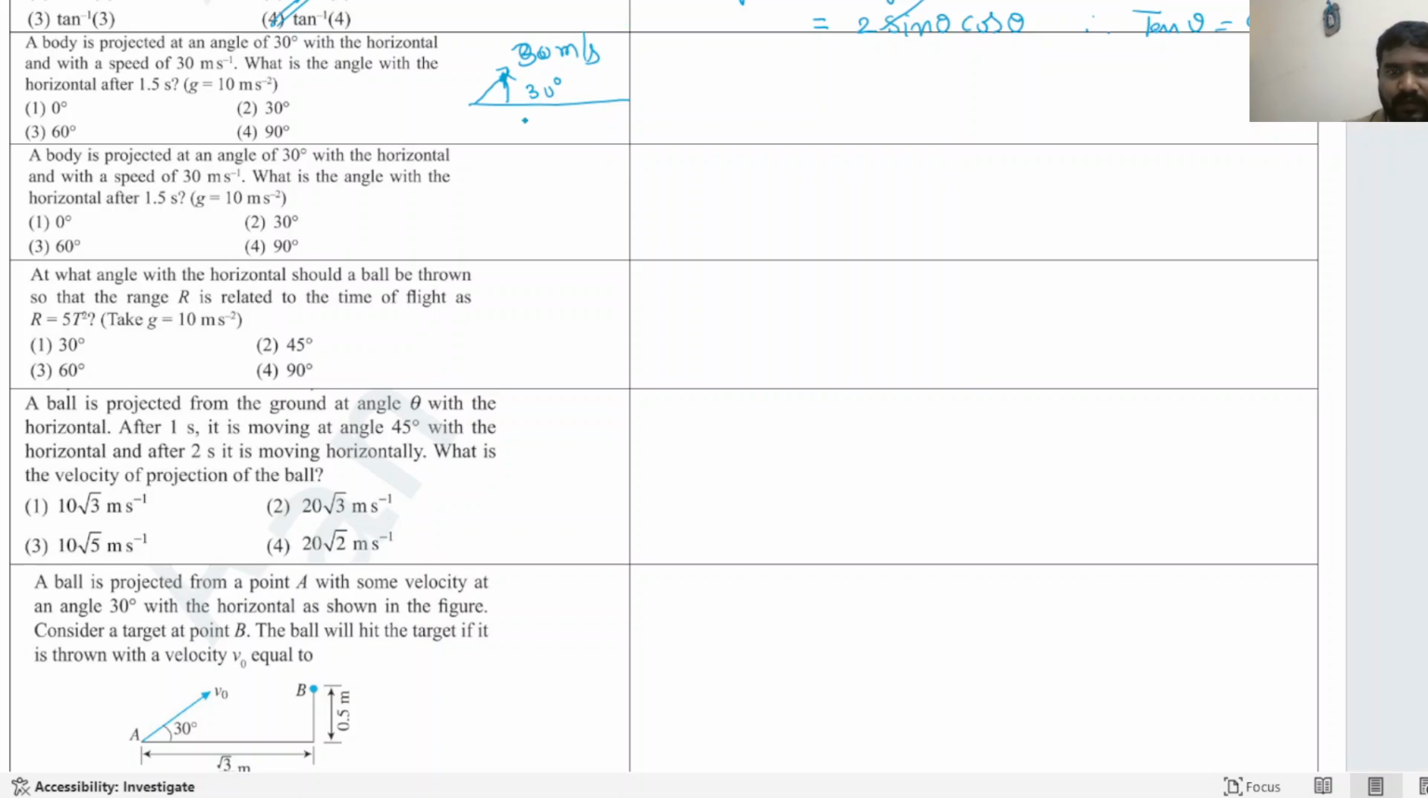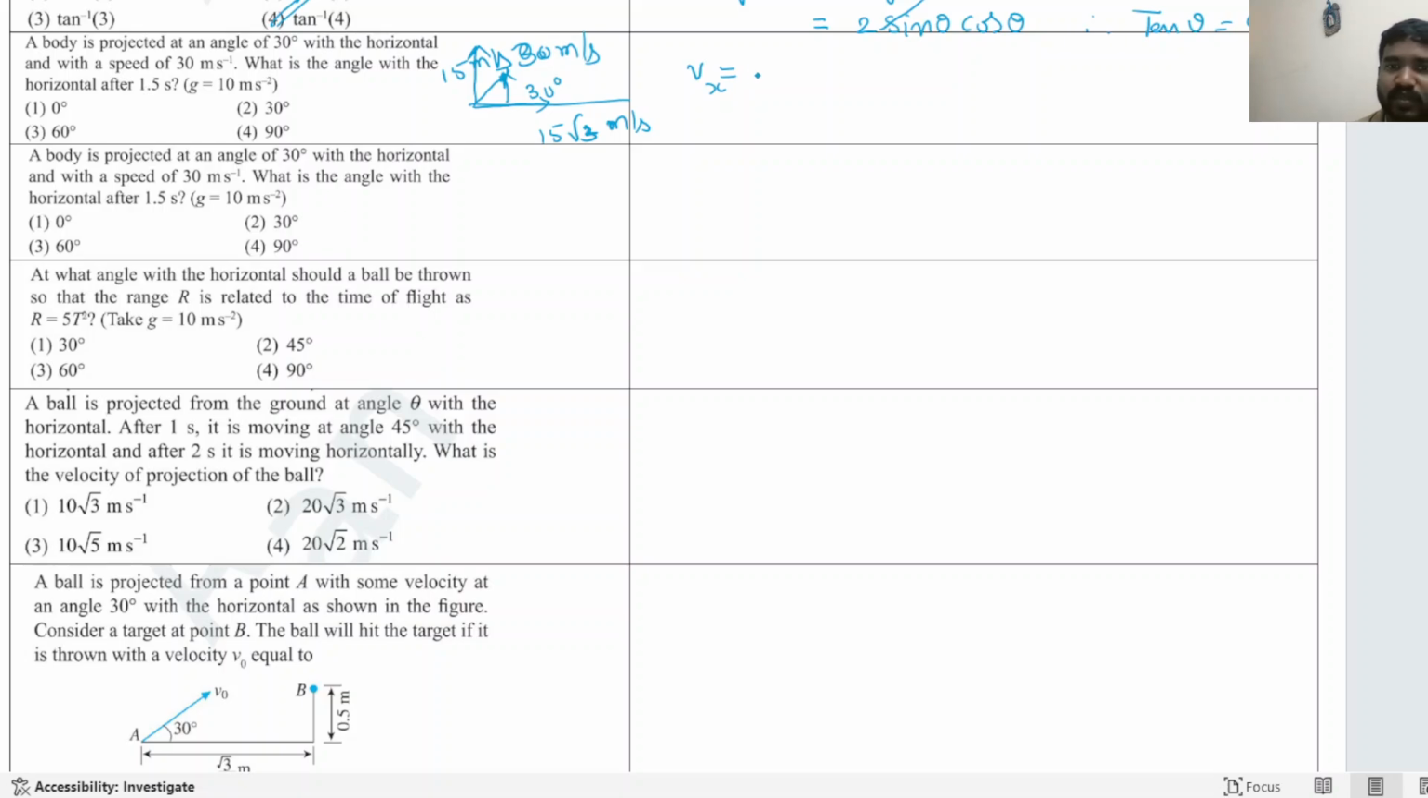Here you can see, first we need to resolve the velocity into horizontal and vertical components. So the horizontal component is 30 cos 30, which is 15 root 3, and along the vertical direction, 15 meters per second. If you resolve your velocity into two mutually perpendicular components like this, then after 1.5 seconds, we find the final velocity along the x direction.